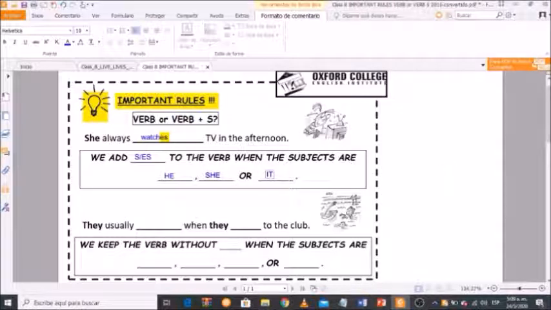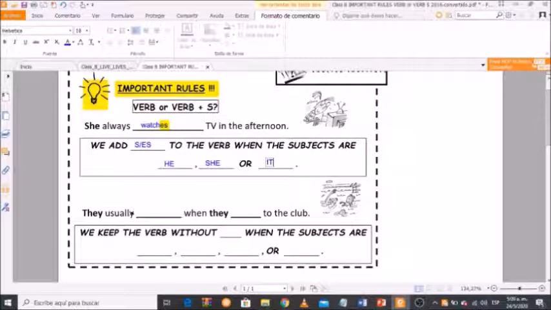Okay, very good. Now, let's take a look at the second sentence, this one. It says, they usually swim when they go to the club. Okay, they usually, what? Look at the picture, what is this? They usually swim when they go to the club. So, this time, no S in these two verbs. Entonces, en este caso, no agregamos ninguna S.